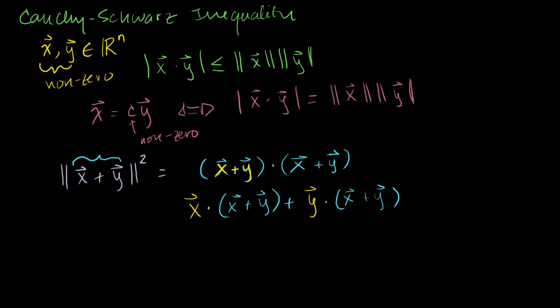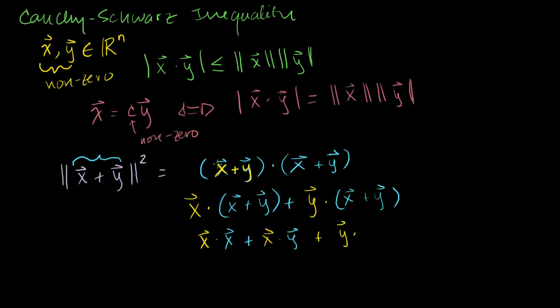So then this becomes x dot x plus x dot y. Maybe this was a little bit overkill, but I think it's good to see that this isn't just some magic here. We're just using the exact properties that we proved of the dot product. So that's that right there. And then it's plus y dot x.